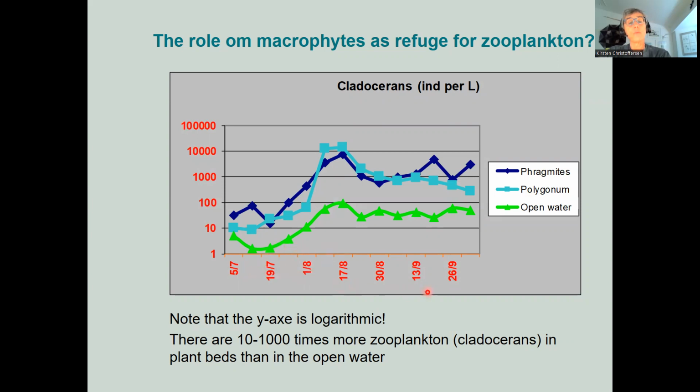So these are dates over summer, and these are numbers of cladocerans per liter. And here you have three different situations. This is the open water in the middle of the lake. And these two other ones here are in between plants, different types of plants, reeds and polygonum. Please note that this is a logarithmic scale. So there are 10 to 1,000 times more zooplankton if you have plant beds in the lake. So that's very important to have. That could be another way of supporting the zooplankton if we could get the plants back.